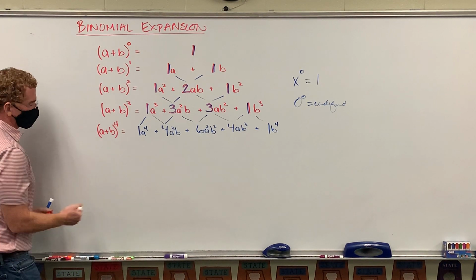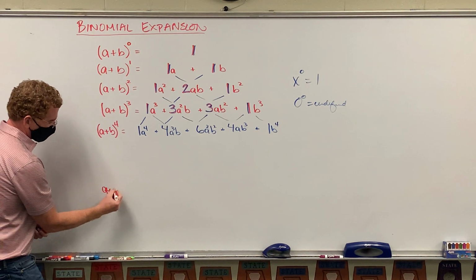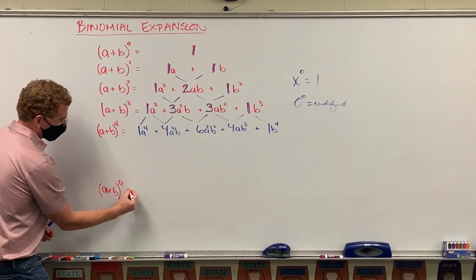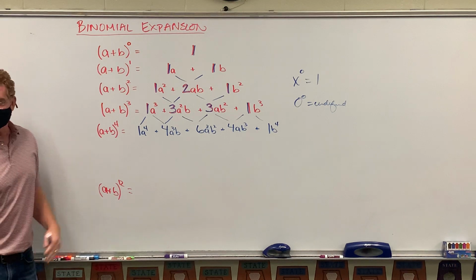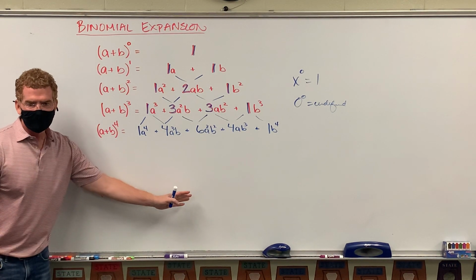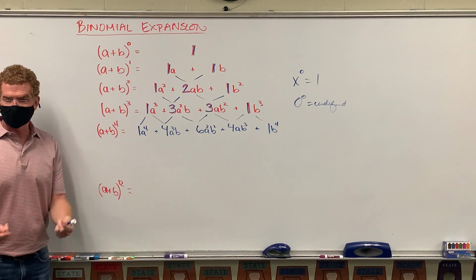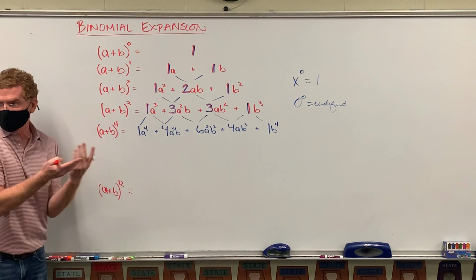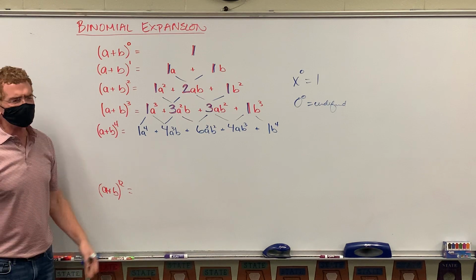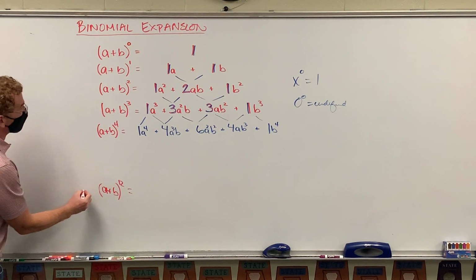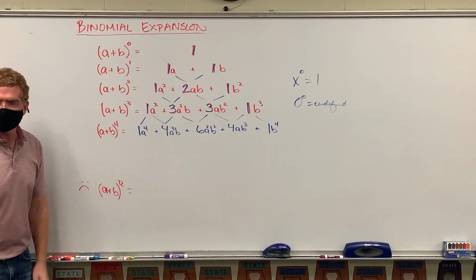Now granted, if I say, hey, what's (a plus b) to the 12th? Well, this gets a little bit painful because to determine the 12th row of this thing, what do you have to do? You got to know the 11th. And to know the 11th, you got to know the 10th. To know the 10th, you got to know the 9th. So this would be really tedious. I will not ask you to do that.